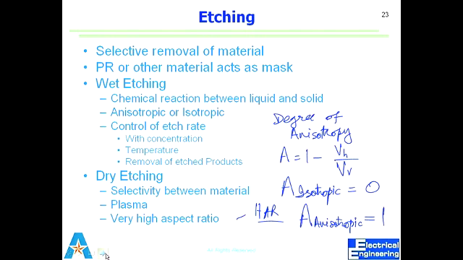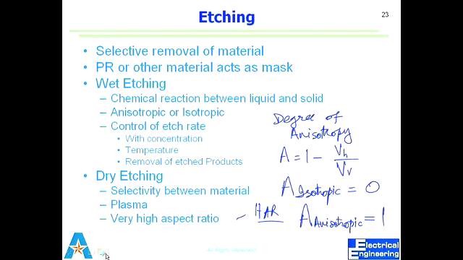So we define something as degree of anisotropy. It's defined slightly differently for wet etch or dry etch, but the basic idea is the same: we want preferential etching in one direction over the other. To create high aspect ratio features, we want the etch to be vertically preferential rather than horizontal. So we can get a deep trench, right?